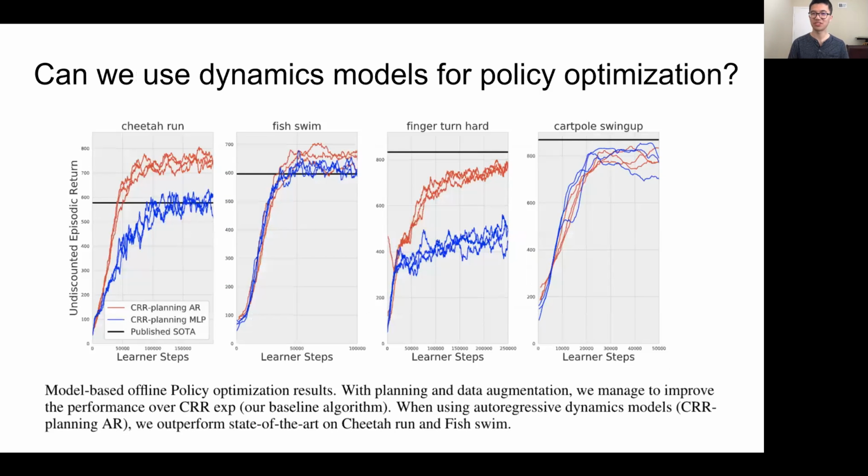Finally, we can also use these models for policy optimization. Here, we use them for data augmentation and for model-based planning. You can see that the autoregressive model achieves as good or better performance across the different tasks we tried. And in the case of cheetah run and fish swim, we actually beat the previous state of the art.